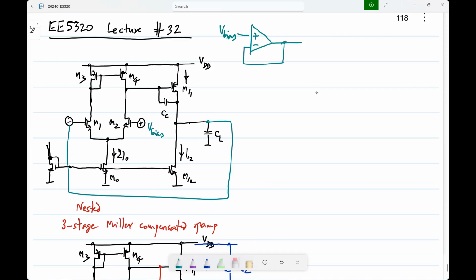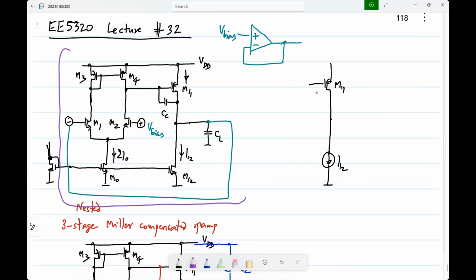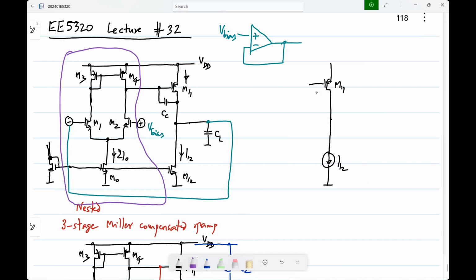Now, let's say for instance, how does this M11 get biased? You can think of it as you have M11 and you have this current source I12. I mean, this M12 is basically a current source, right? Made using a current mirror. And you can think of the rest of the circuit. Okay, what is the rest of the circuit? As whatever is used for biasing.